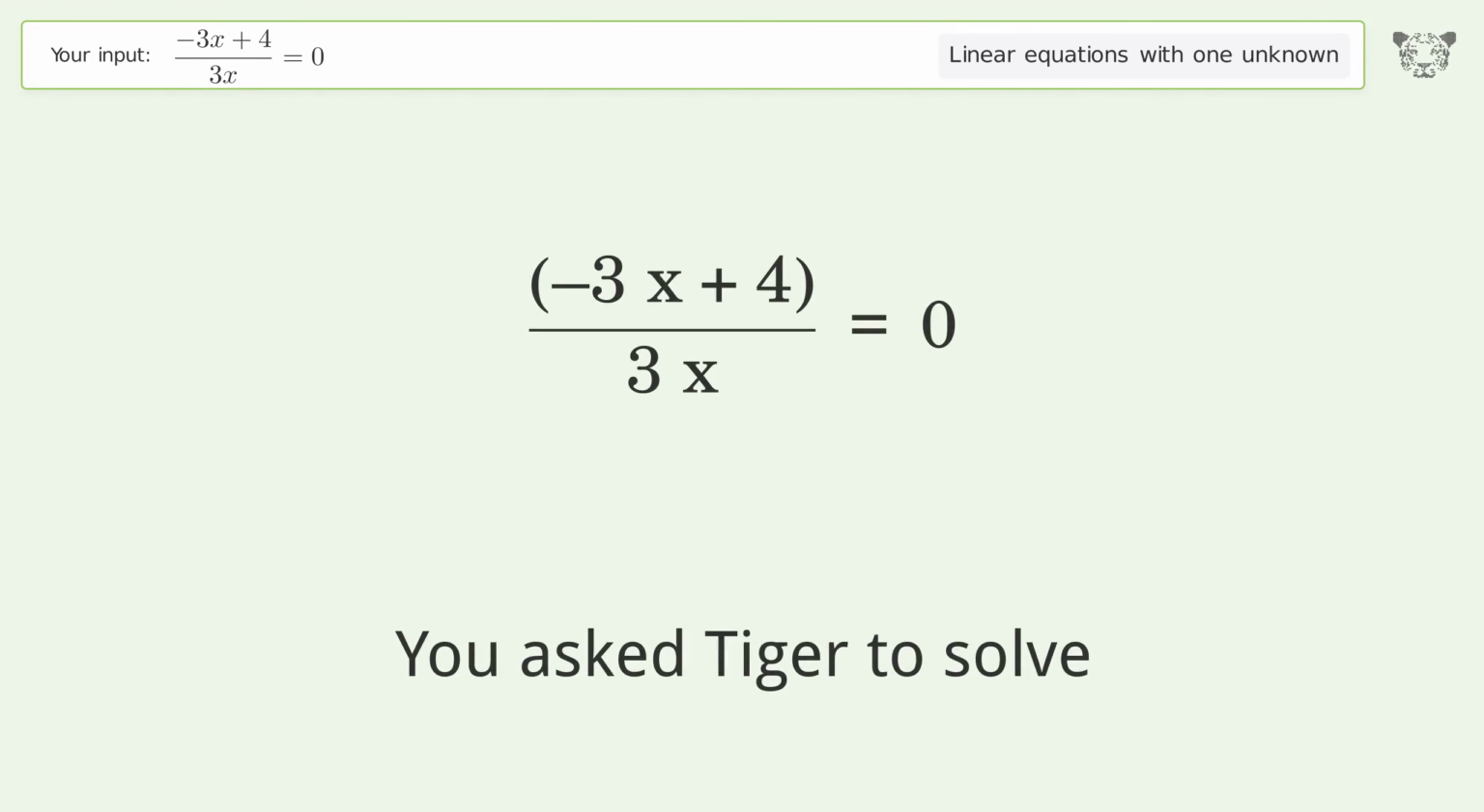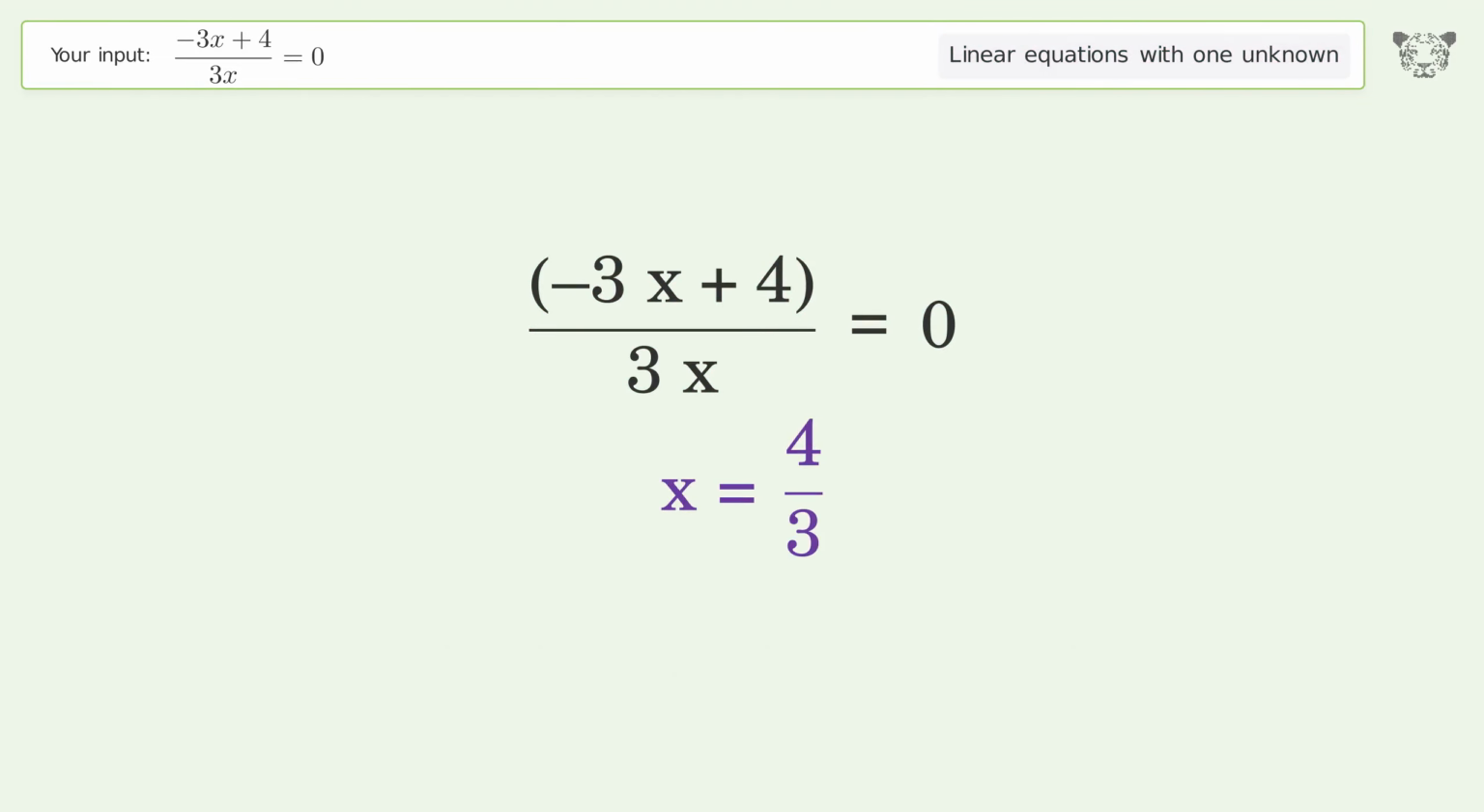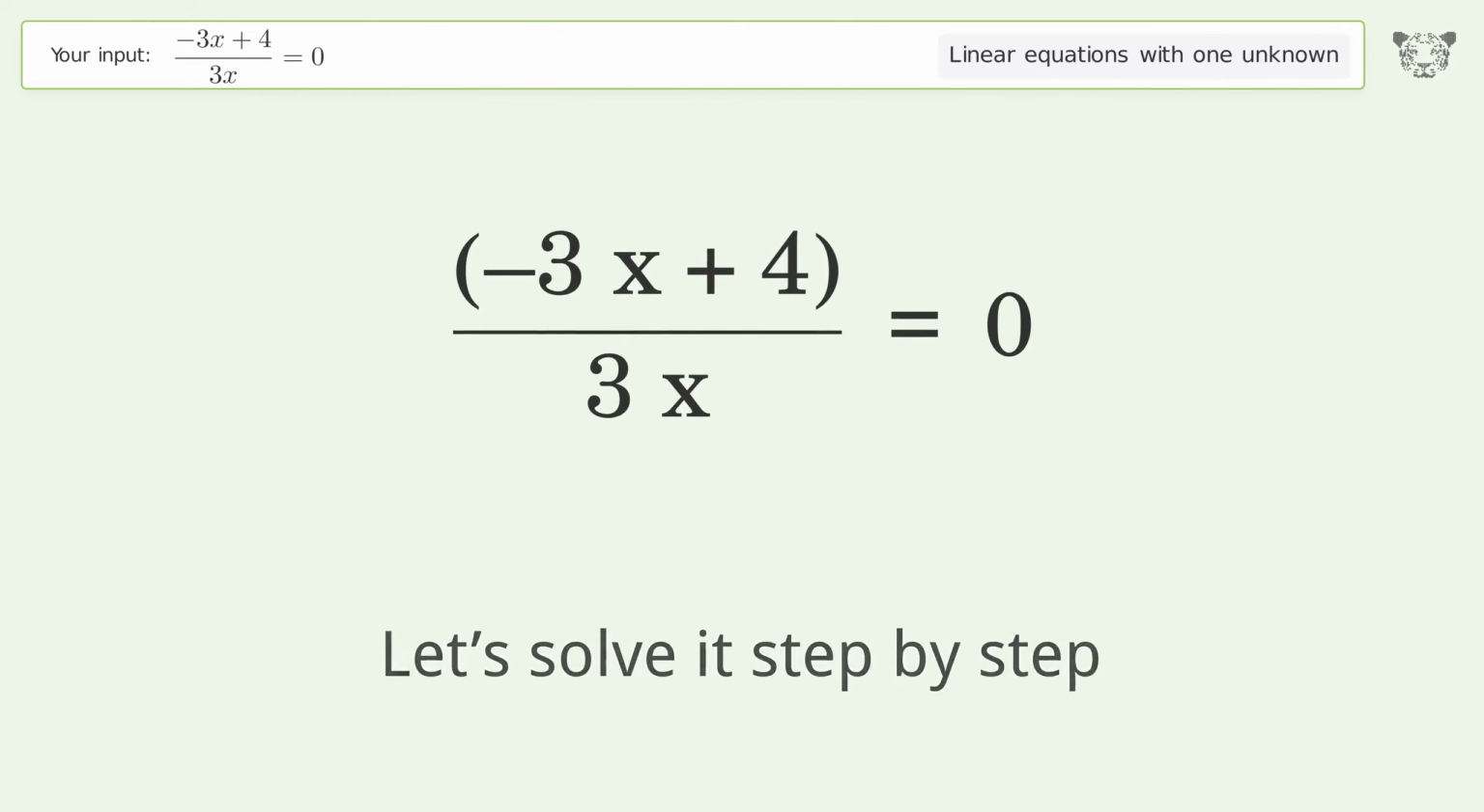You ask Tiger to solve. This deals with linear equations with one unknown. The final result is x equals 4/3. Let's solve it step by step.